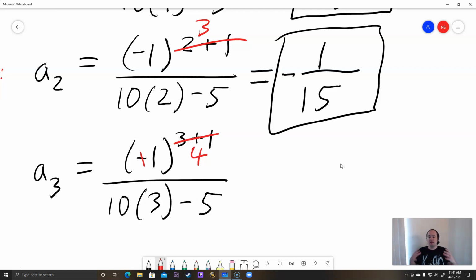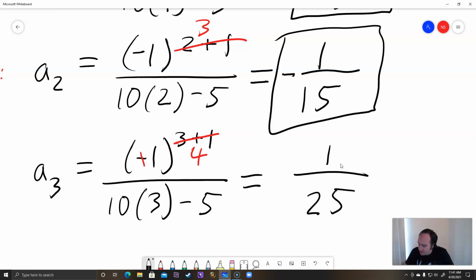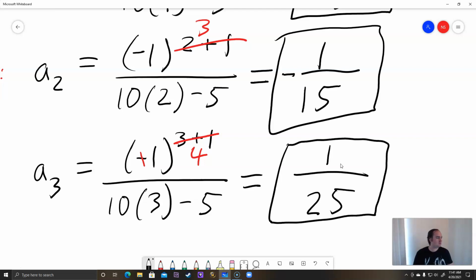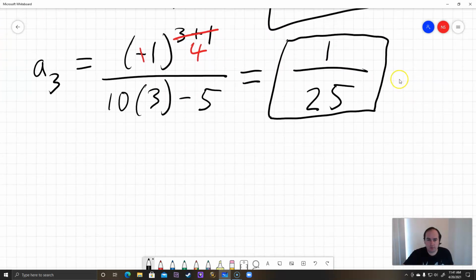So remember, if you're raising -1 to an odd power, the minus stays. And if you're raising -1 to an even power, the minus goes away. Okay, so that's going to be +1 on the top. And then on the bottom, 10 times 3 is 30, minus 5 is 25. So we get 1 over 25. And that's our third term. Okay, that was our third term. And then we just have to do one more for this problem. We need to do our fourth term.